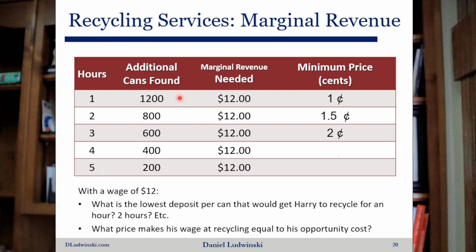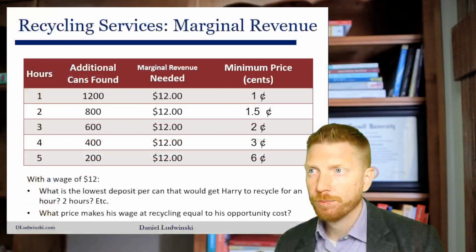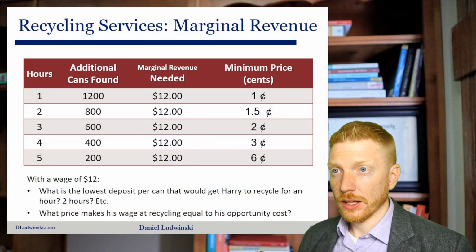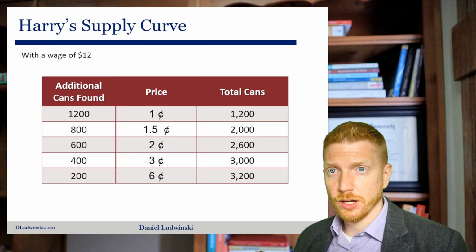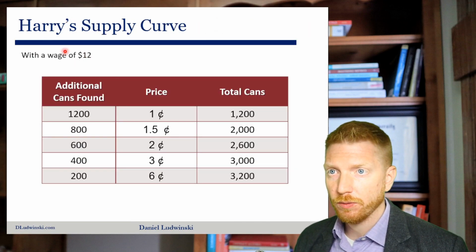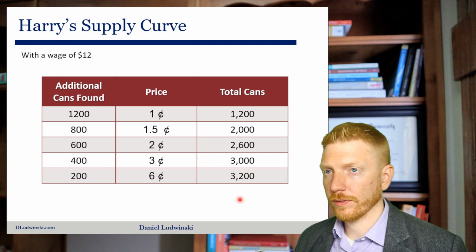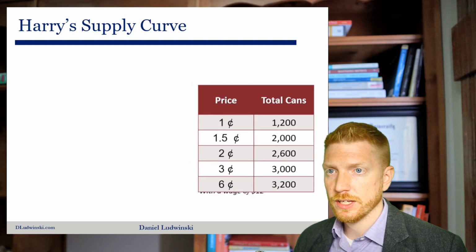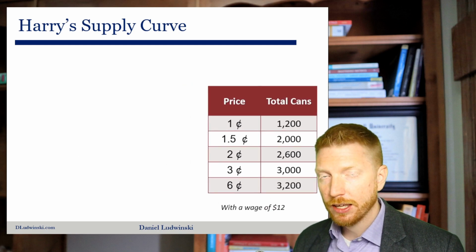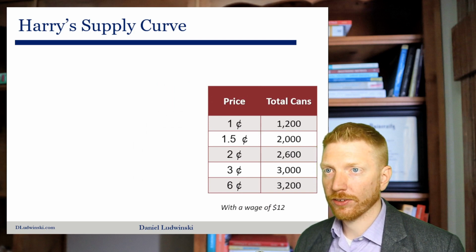We can do that same math for the second hour, which is 1.5, the third hour, which is 2 cents, which makes sense because that's half of the number of cans. The fourth hour would need to be 3 cents, and that fifth hour would need to be 6 cents. So what we have done is now relate the number of hours and production to price. With the wage of 12, we now have the number of cans found, the price, and the total cans found. So we're going to focus in on this relationship between price and the total quantity of cans.